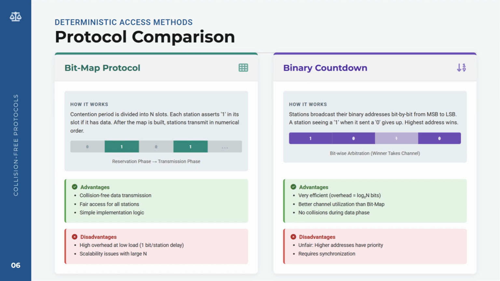This protocol is very efficient because the overhead required is only log base 2 of n bits, where n is the number of stations. However, the protocol has a disadvantage. Stations with higher addresses always win the arbitration, making the protocol unfair for lower priority stations. It also requires strict synchronization among all stations.